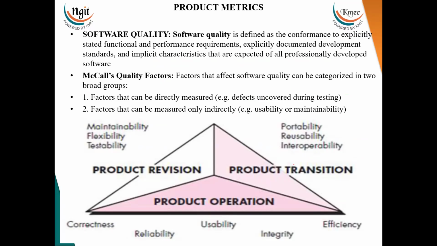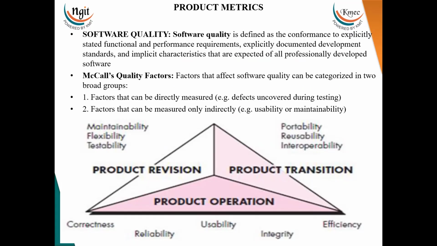Software quality. Quality is defined as the conformance to explicitly stated functional and performance requirements, explicitly documented development standards, and implicit characteristics that are expected of all professionally developed software. So quality is nothing but how well the product meets its requirements, follows development standards and behaves as expected.